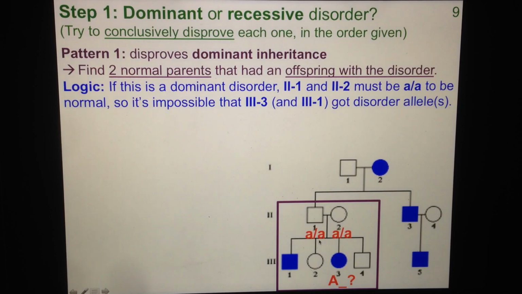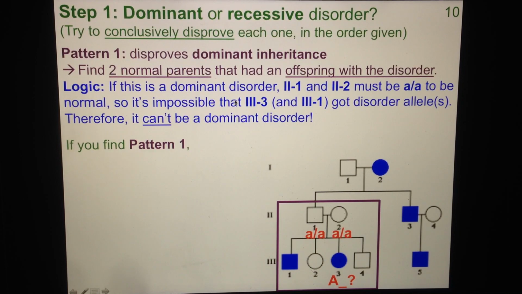So if that's the case, then how did this person get the disorder down here then? How did person number 3 down here get a dominant disorder allele when neither of the parents have it? Right? So since that's an impossible situation, then we can reject this original assumption. We know that for sure this can't be true. It's not a dominant disorder. All right? So if you find pattern 1 anywhere in the tree at all, then you know it must be a recessive disorder. You rejected dominant, must be the other one, must be recessive.